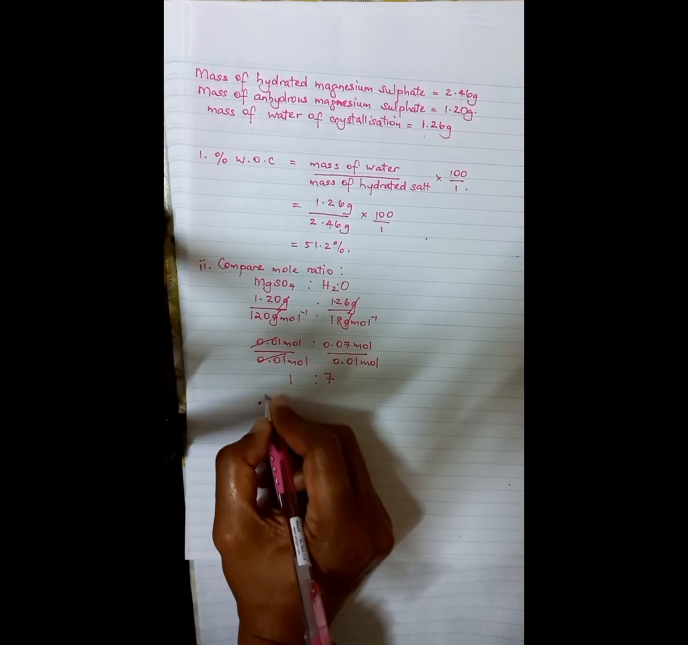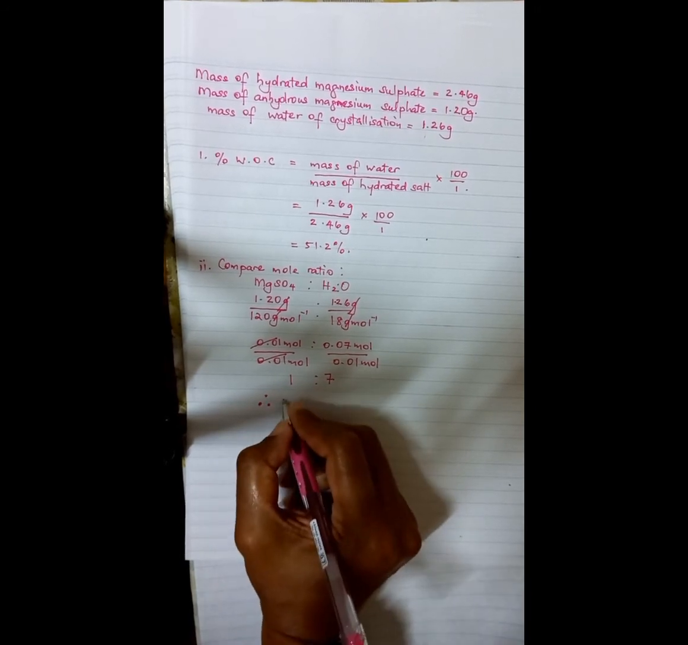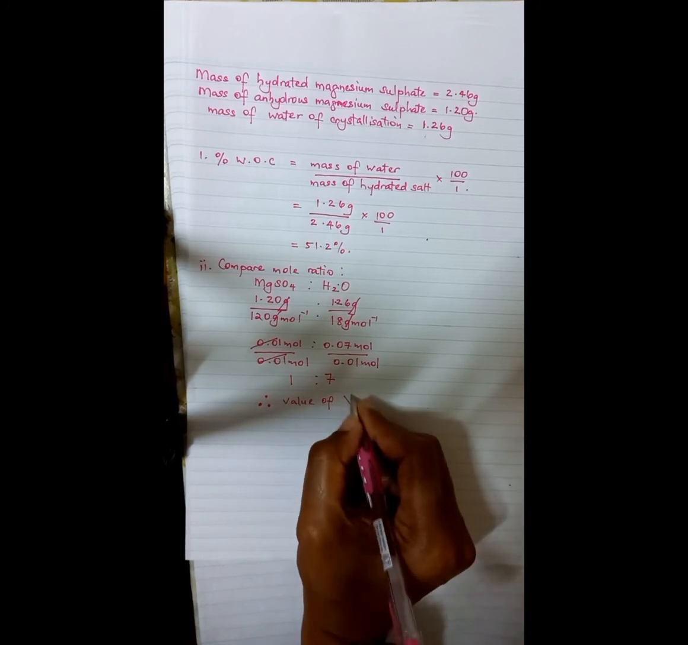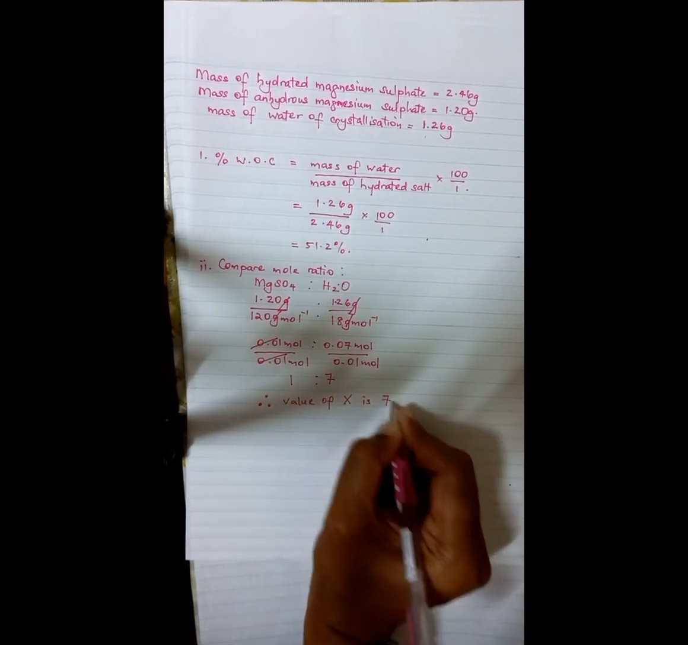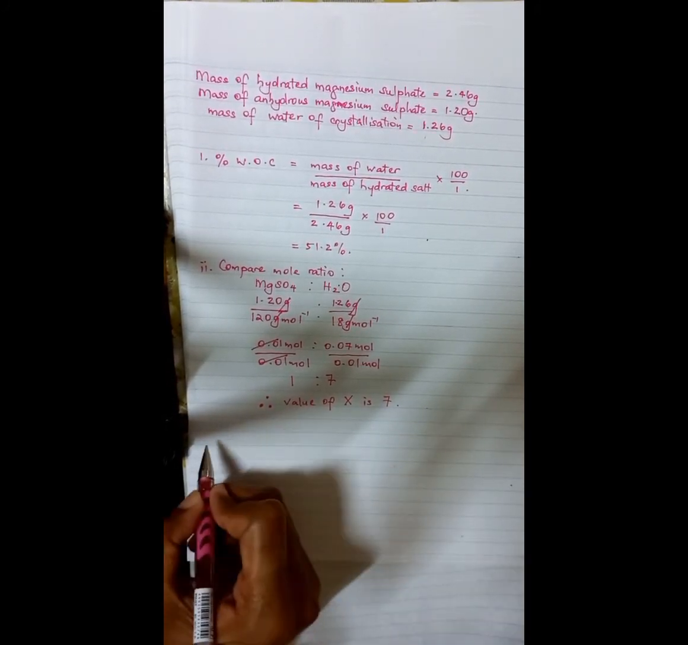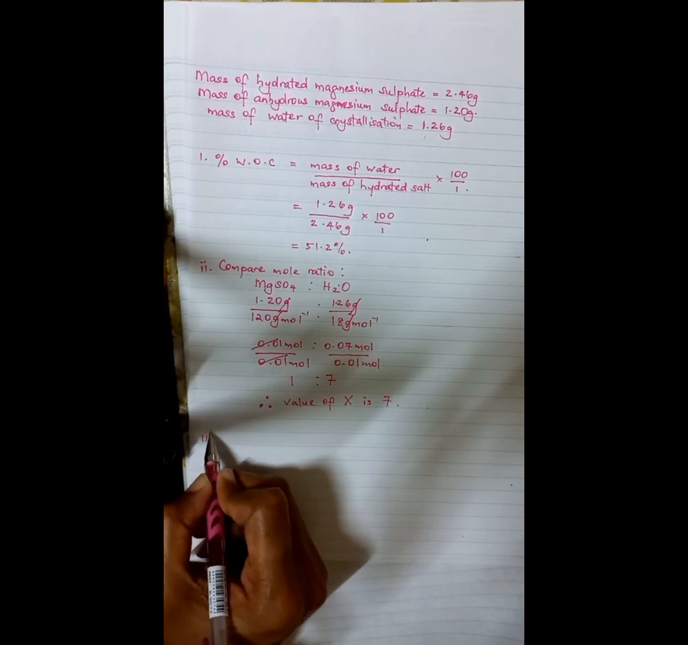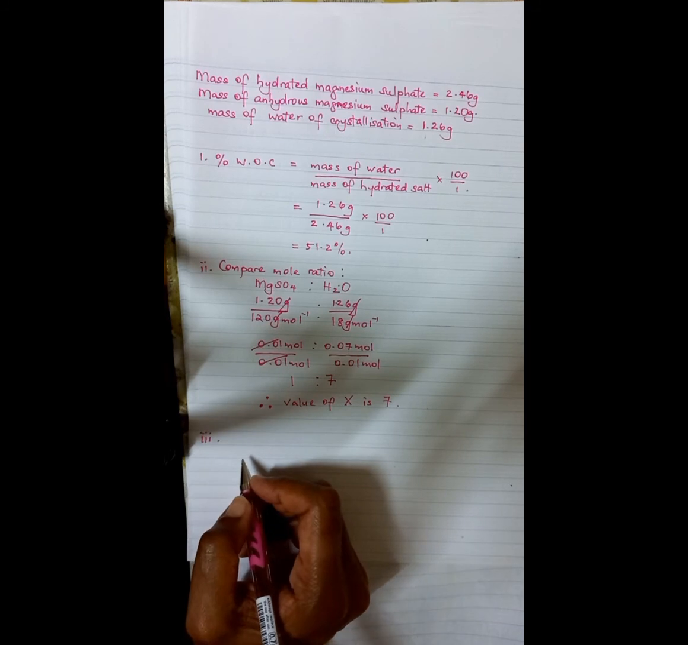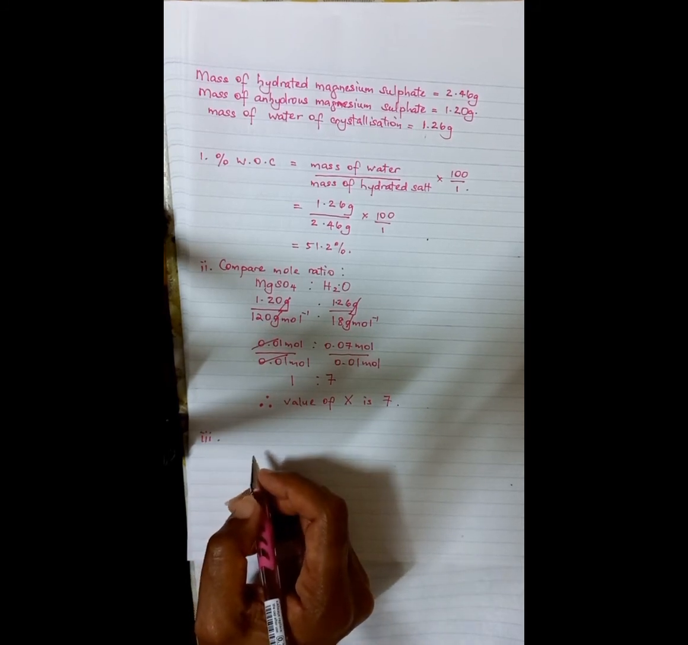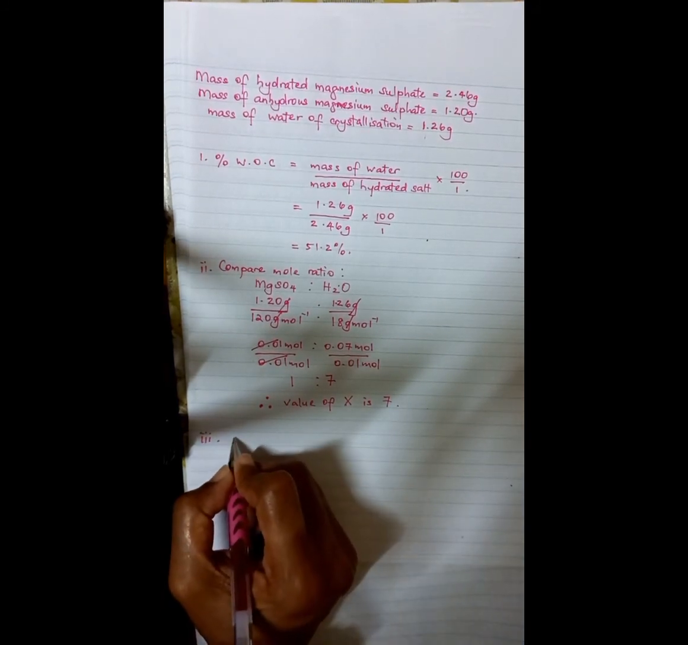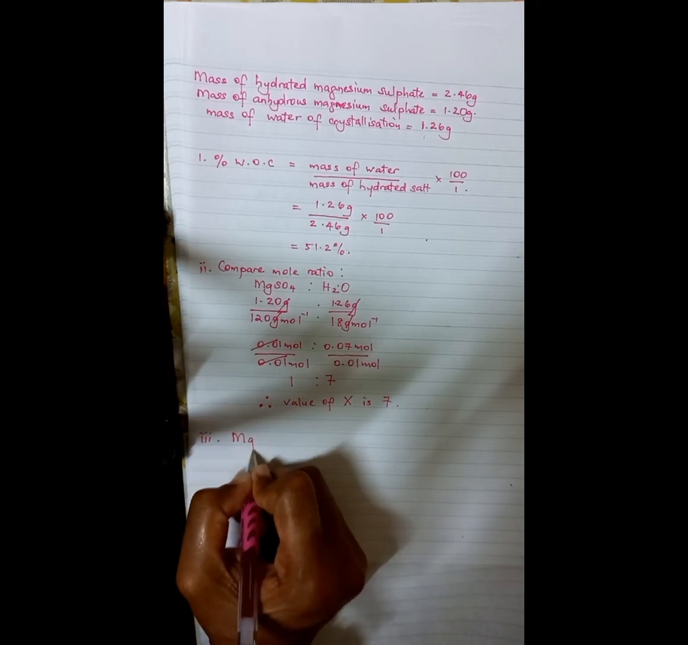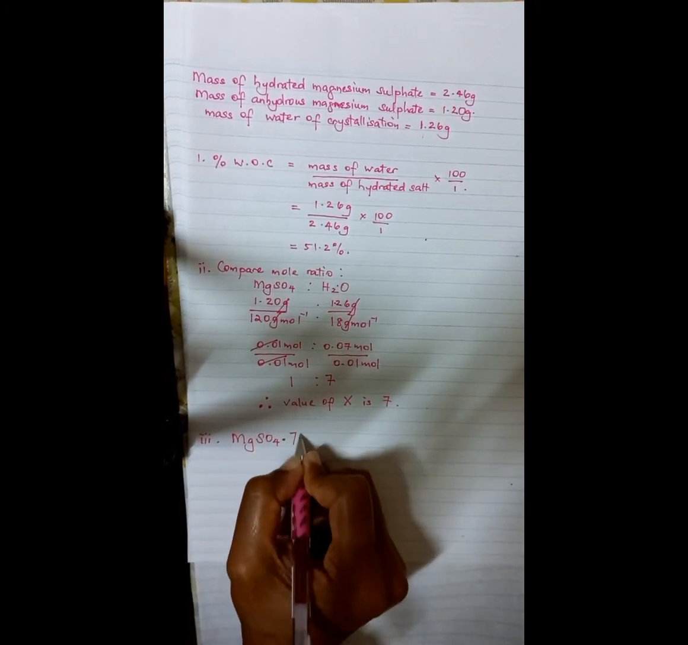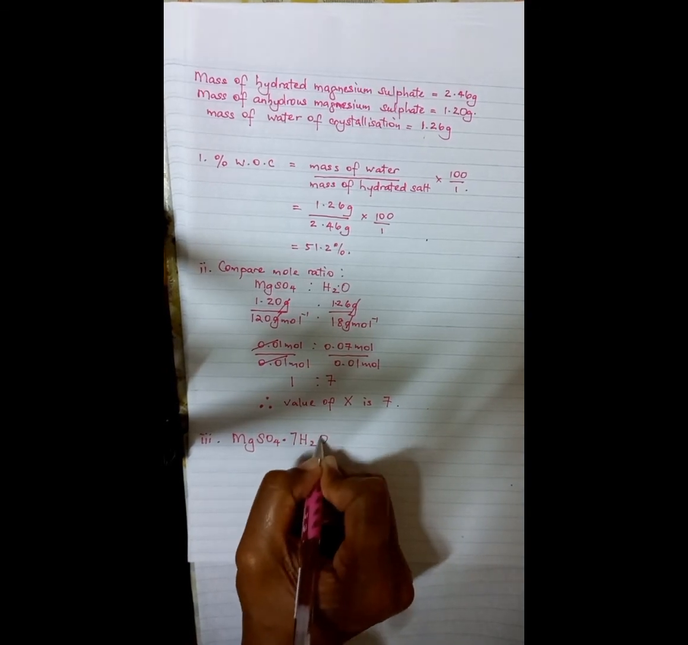Therefore, the value of x is 7. And then you go on to your final step, which is to give the formula of your hydrated salt. So your hydrated salt will be MgSO4.7H2O.